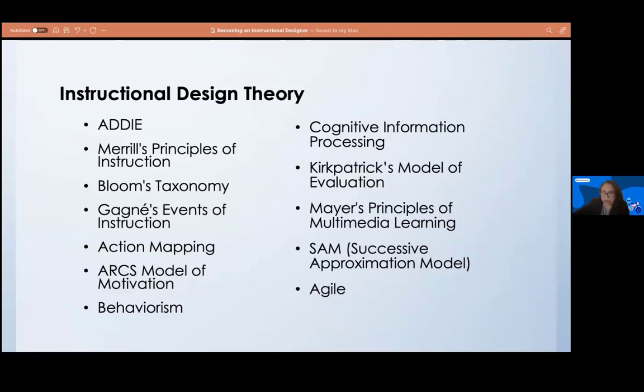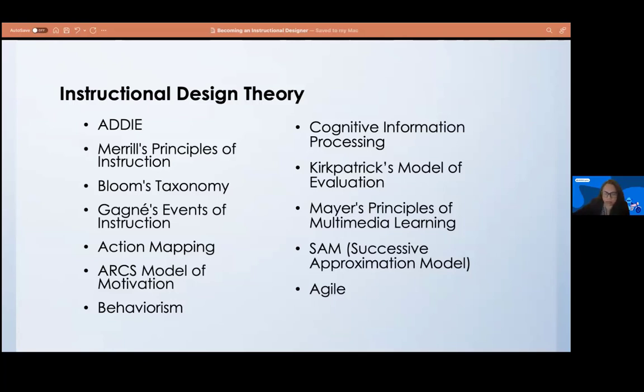Also, we have cognitive information processing. It is a psychological approach to information processing, and it focuses on how people attend, encode, store, and retrieve information. We have Kirkpatrick's model of evaluation, which outlines the levels at which an ID should evaluate outcomes, which are reaction, learning, behavior, and results.